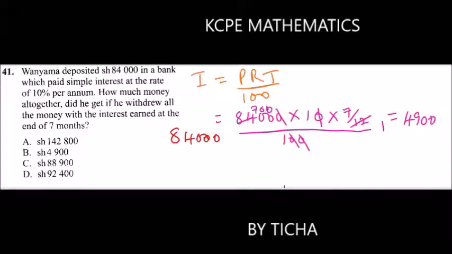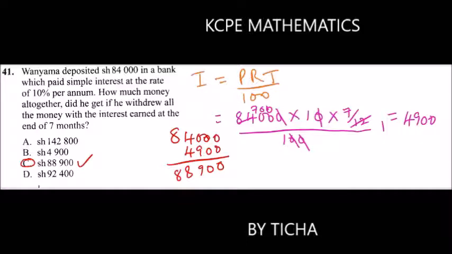you add to 4,900, that is the interest, you'll be able to get 88,900. So that is the amount of money he got after withdrawing the money after 7 months. So you check the answer, it is C. So that is the answer you shade off.